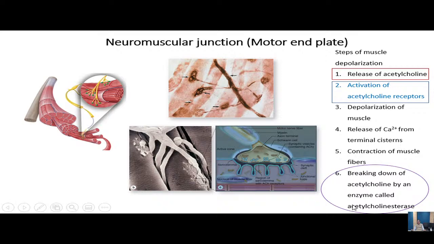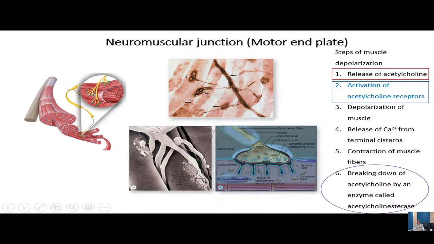Now, breaking down of acetylcholine by an enzyme called acetylcholine esterase. So if the acetylcholine esterase, which is an enzyme present over here, which naturally breaks down the acetylcholine, is deactivated by some poison, then the muscle will be in a continuous state of contraction for a long period of time. So then you have to give a drug which will block the acetylcholine receptors. So these are various treatment modalities for poisoning.